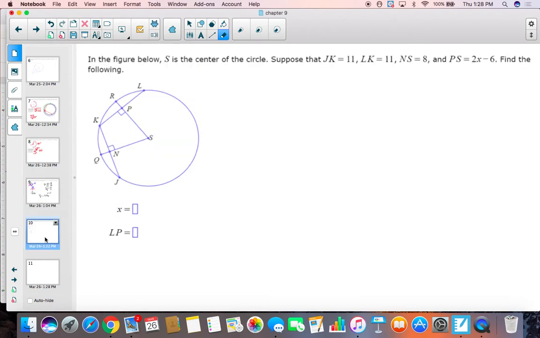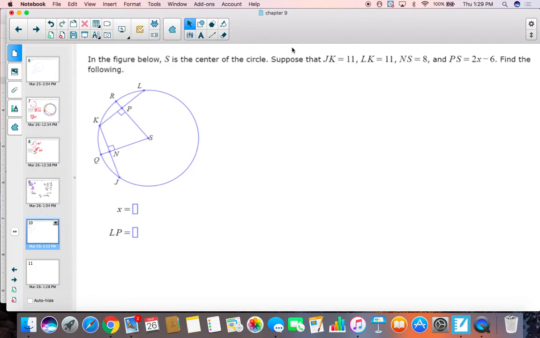Next. Once again, in the figure below, S is the center of the circle. Suppose that JK is equal to 11, LK is equal to 11, NS is equal to 8, and PS is equal to 2x minus 6. Find the following.